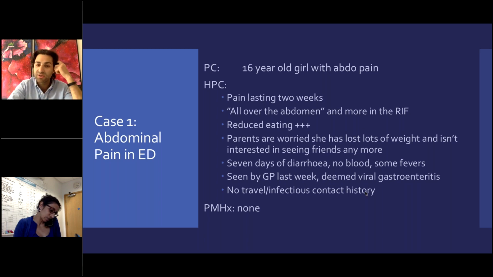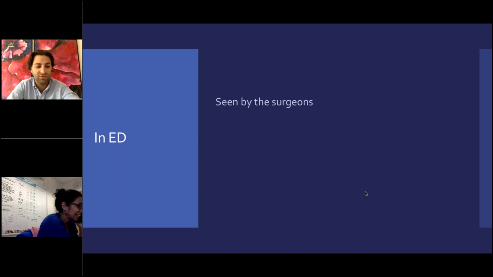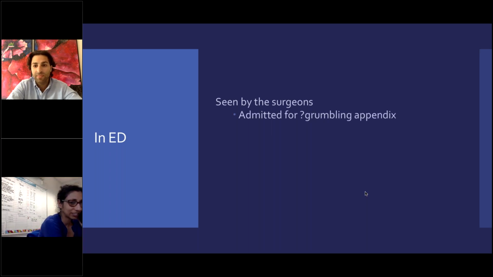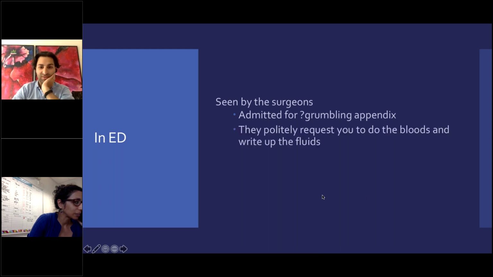Now, I mentioned before that she has been referred to someone else. She wasn't directly referred to the paediatric team, and obviously she has been referred to the surgeons because she has abdominal pain, which is localized to the right iliac fossa, and so she's been admitted for a grumbling appendix, which I'm sure is not actually a thing, but query appendicitis. And of course, the surgeons very politely have requested via the nurses that the paediatric team do the bloods and write up the fluids because they're not sure how to do the calculations.